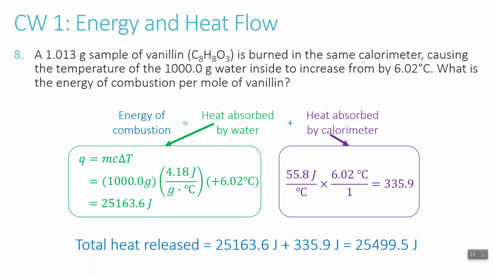Now we want to know the energy of combustion per mole of vanillin. The thing is, we didn't combust a mole of vanillin. We only combusted 1.013 grams of vanillin. So we've got to figure out how many moles that is and then divide our joules so that we'll get energy per mole.